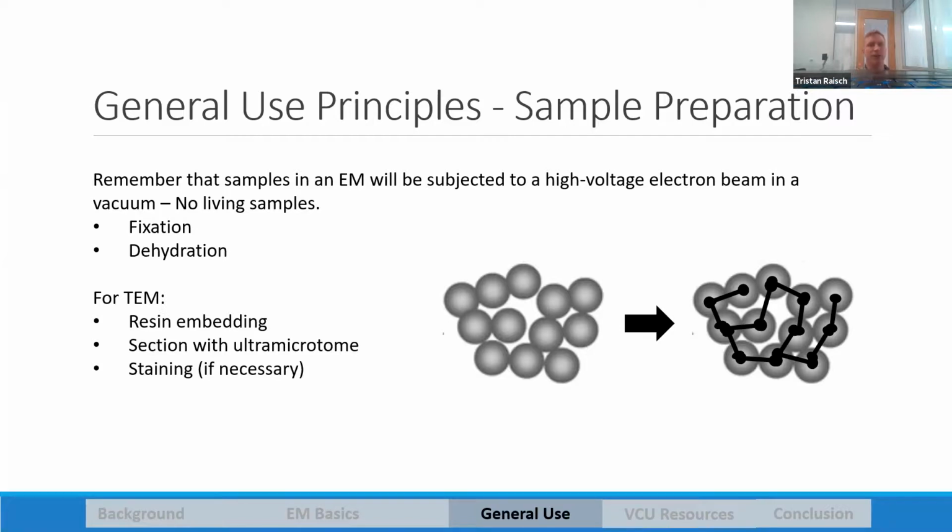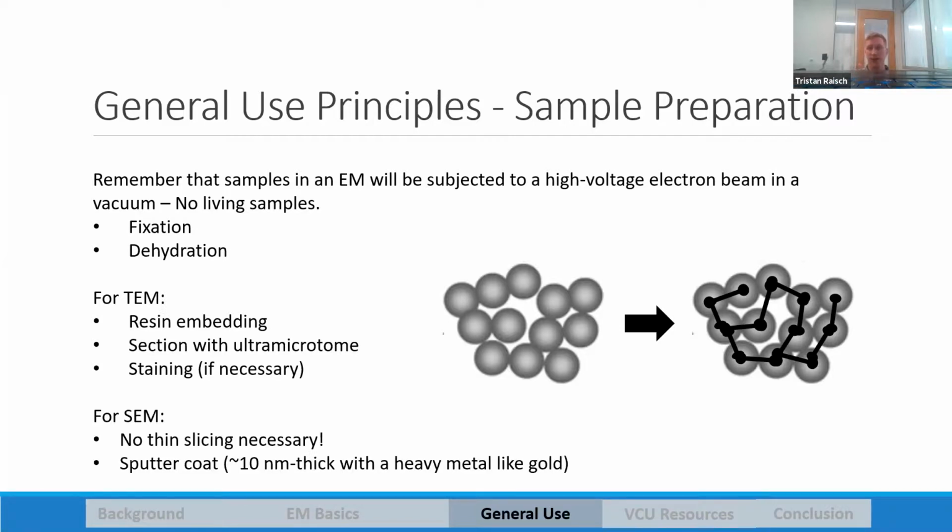For SEM, there is no thin slicing required, as the electron beam won't pass through the sample, but the sample is often coated with a very thin layer of a heavy metal such as gold in a process called sputter coating to prevent static charges from building up on the sample, which allows those electrons to scatter and be picked up by the SEM sensors.